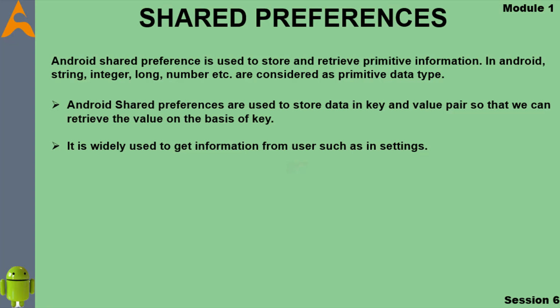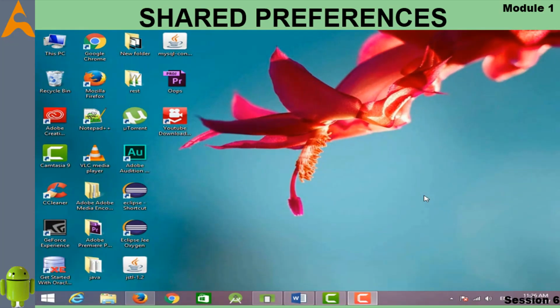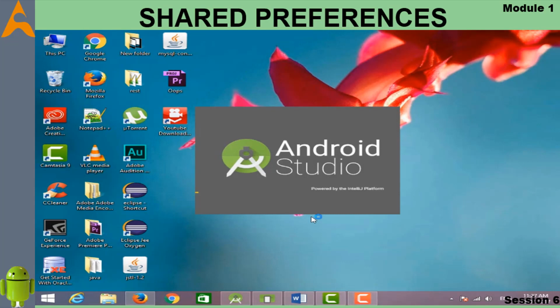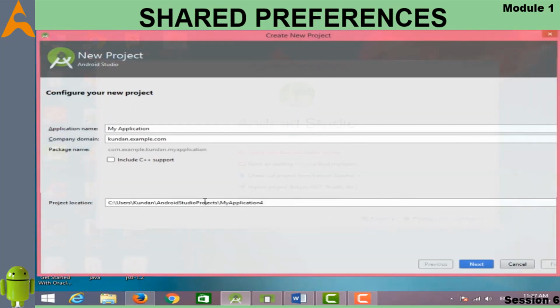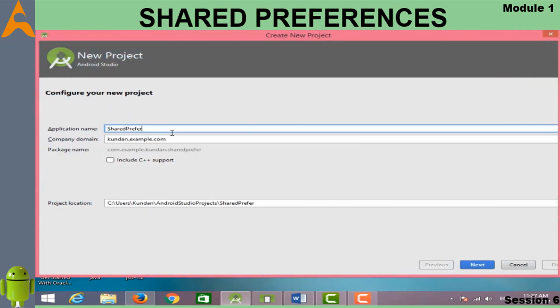Let's see an example to show how shared preferences work. You need to follow the steps. Try to do the program with the video by pausing it. Let's see the program.